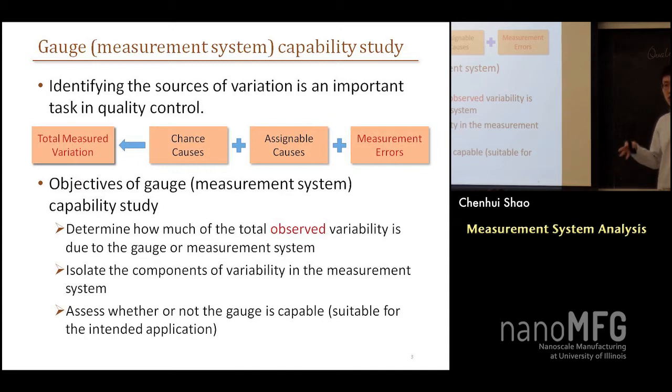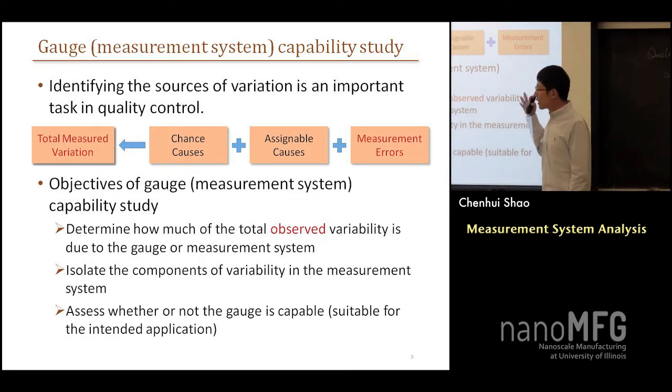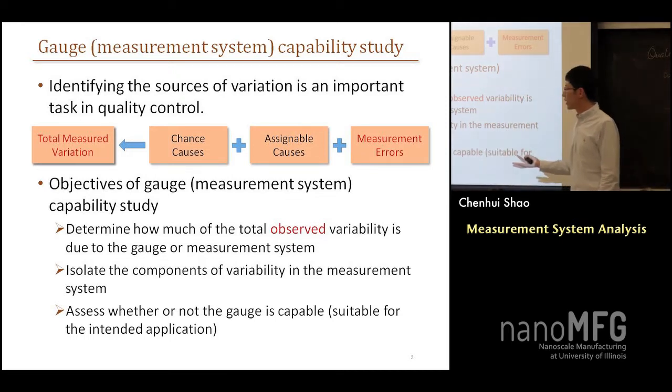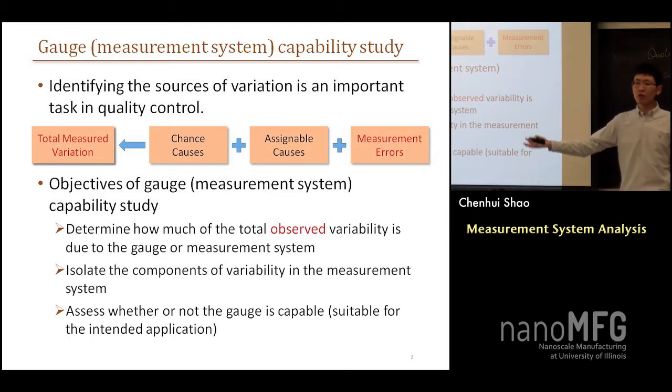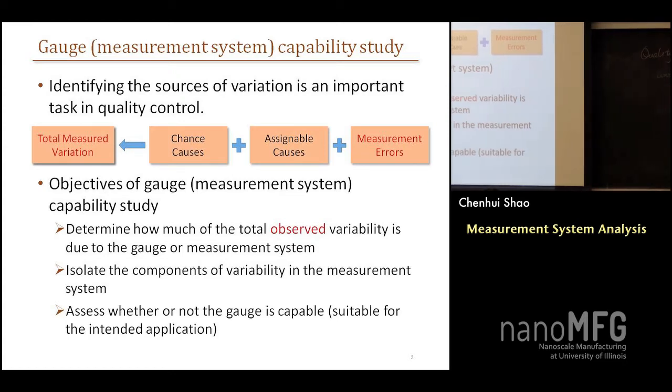We also want to know which part contributes the most and how much. And finally, we want to make a decision whether or not the gauge is capable. I give you a 3D profilometer, you want to tell me whether it's capable or not. So that's the 3 goals of gauge R&R study. So how do we do that?